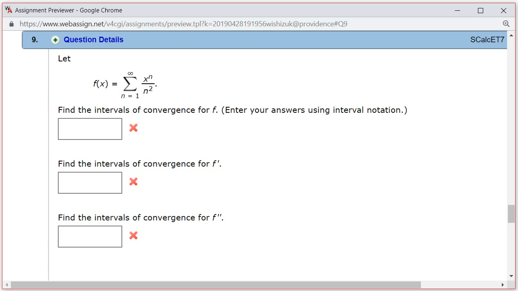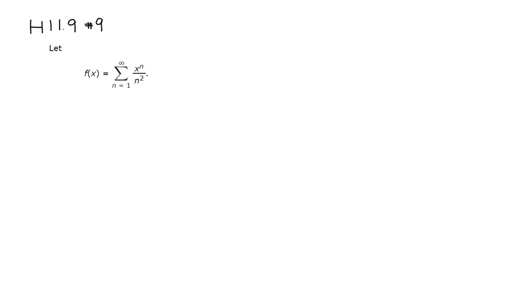Alright, let's look at homework 11.9, problem number 9. We want to find the interval of convergence of this power series. So let's do that. I'm going to do a ratio test.